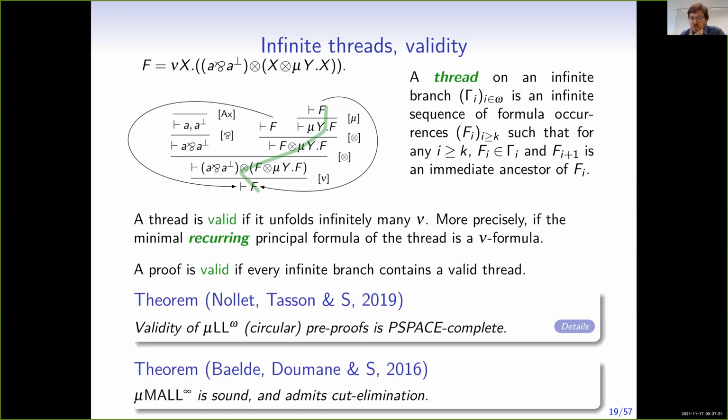And for this notion of validity, first, the validity of the circular fragment is decidable and PSPACE-complete, actually. The non-well-founded fragment has a soundness property with respect to the usual truth semantics of the mu-calculus, and it admits cut elimination.